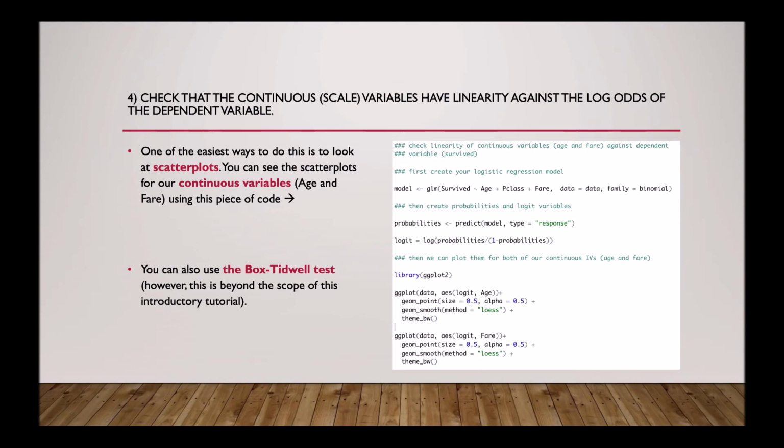Next, we need to check that the continuous variables, which are age and fare, are linearly correlated against the log odds of the dependent variable. And an easy way to do this is to create scatter plots using the following code. Remember that you need to have the ggplot2 package installed and loaded to be able to use this code. To do this, you need to firstly run the logistic regression model, then make a probabilities and logit variable, as I have done here, before making the plots. Please note that there are other methods to check this assumption, such as using the Box-Tidwell test.